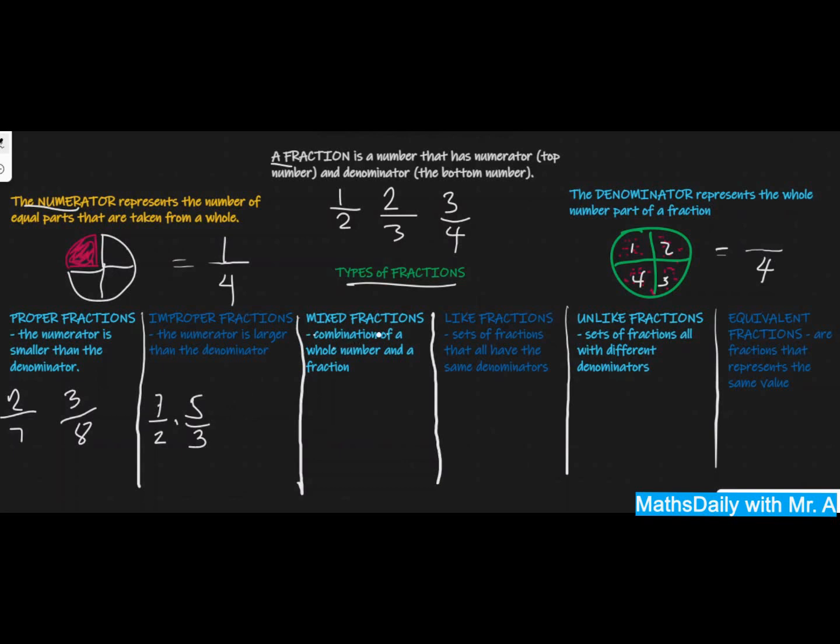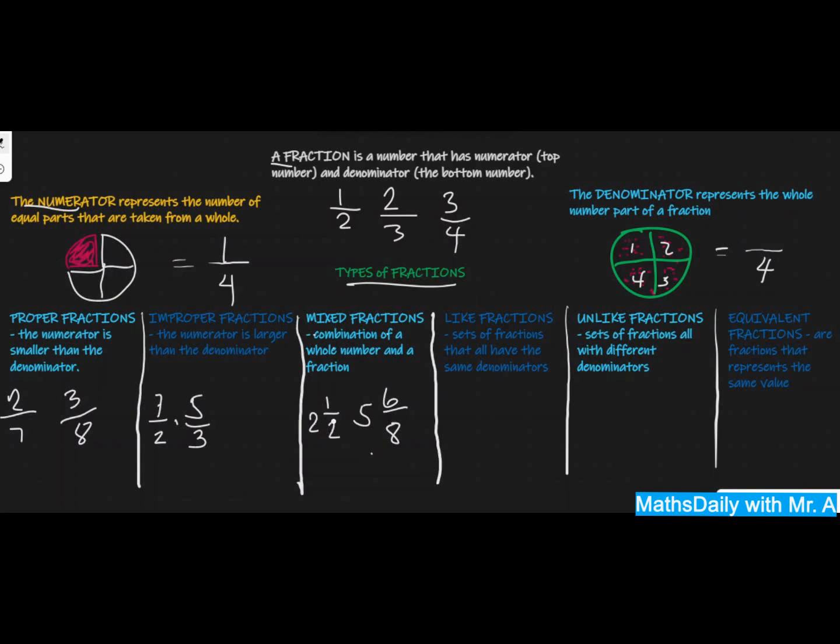Next is mixed fractions. Mixed fractions are a combination of a whole number and a fraction. For example, 2 1/2, 5 6/8. A mixed fraction can be converted into an improper fraction by multiplying the whole number by the denominator and adding the numerator. The resulting number will serve as the numerator over the same denominator.